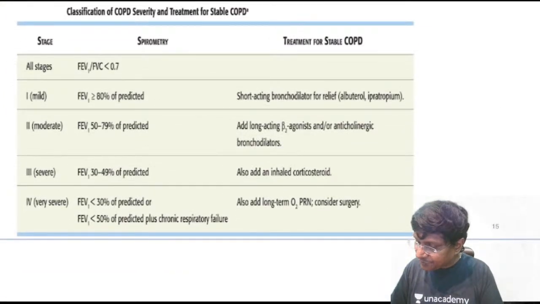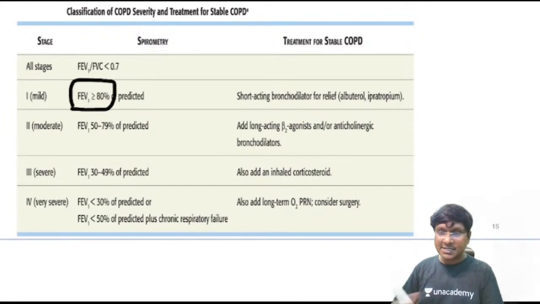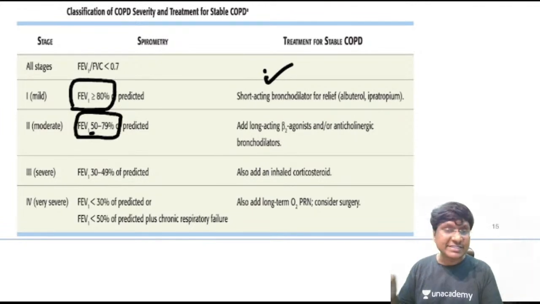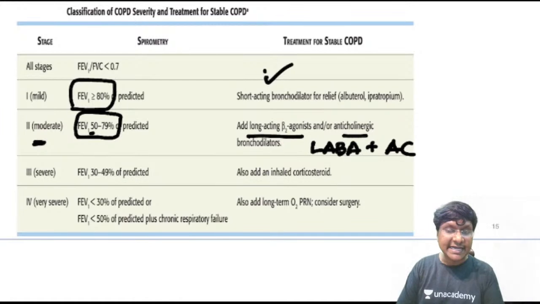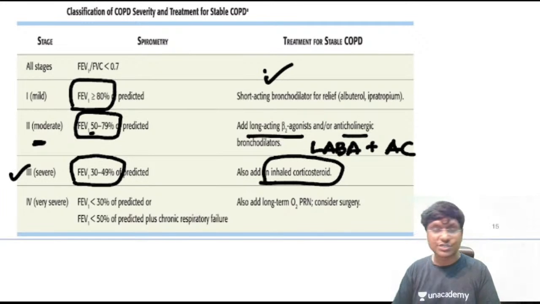You see here, if your FEV1 is more than or equal to 80%, that is called mild COPD. These patients require only short acting beta agonists, that's all. But if your FEV1 value is around 50 to 79%, then it is considered a moderate form of COPD, where we give long acting beta 2 agonists as well as the anticholinergic drugs. Then next we have the severe form of COPD, where the FEV1 will be 30 to 49%. So here we also add the inhaled corticosteroids.